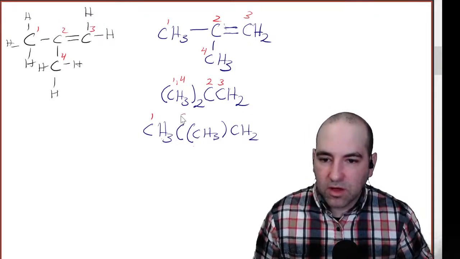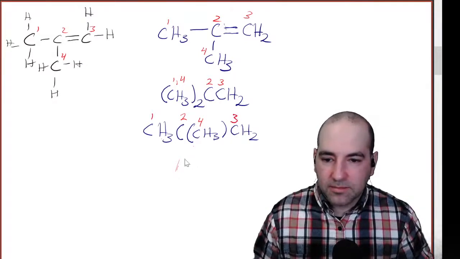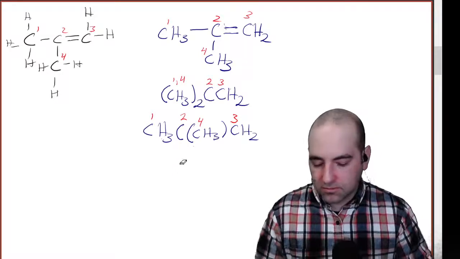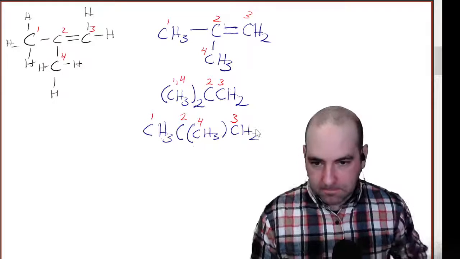So now we have here 1, 2, this is carbon 4 coming off of this carbon here, and then this is carbon 3. So these are all correct. These are all correct condensed structures. All right.